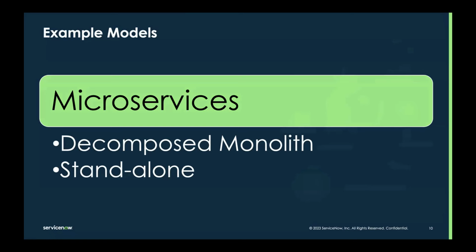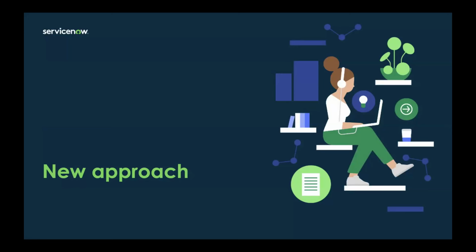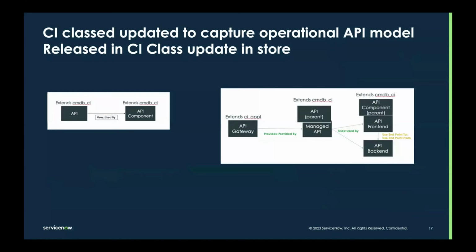So what are the new approaches? I'm going to first cover, for Nick's benefit, sort of what we're doing on the operational side. I'll come back to the digital interface and digital integration second, okay? Because where we're going and what we've already deployed is a class update called API, which extends the Schema DB CI class.